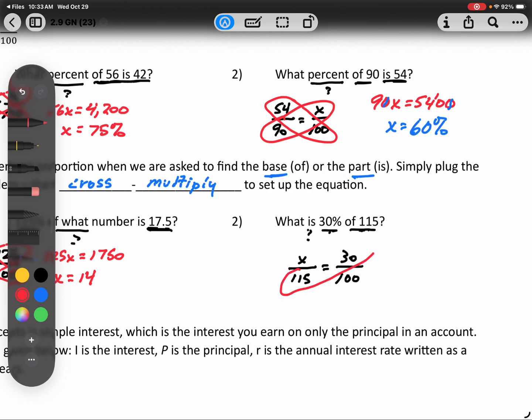Tell me if you heard this before. Let's cross multiply again. So we have 100x equals 3,450. Again, I can use my 0 over here to get rid of one 0 for each and divide both sides by 10.